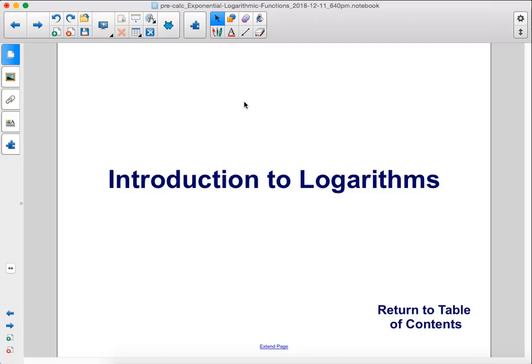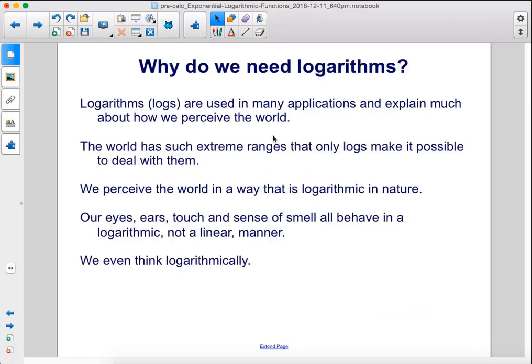Introduction to Logarithms. Logarithms, or logs, are used in many applications and explain much about how we perceive the world. The world has such extreme ranges that only logs make it possible to deal with them. We perceive the world in a way that is logarithmic in nature. Our eyes, ears, touch, and sense of smell all behave in a logarithmic, not a linear, manner.